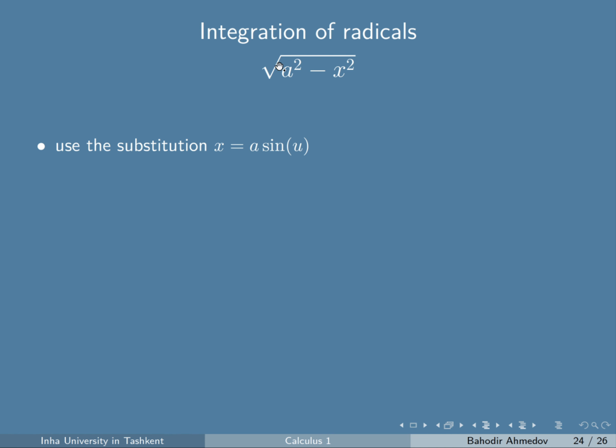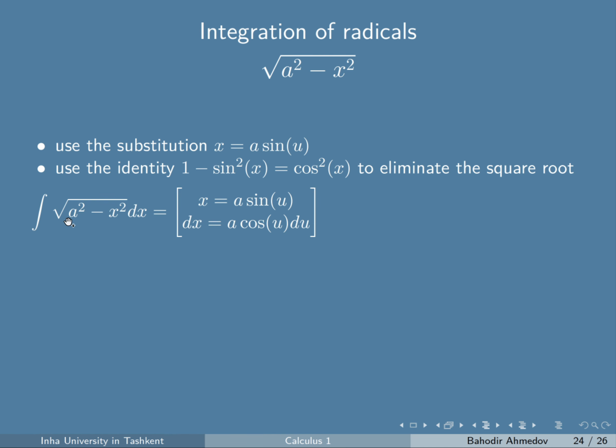If your function is given in the form square root of a squared minus x squared, then use the substitution x equals a multiplied by the sine of u. Because if you substitute this x here, it's going to be a squared minus a squared multiplied by the sine squared. At the same time, do not forget to substitute the dx as well, right?